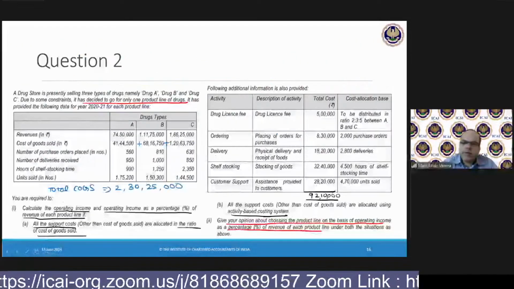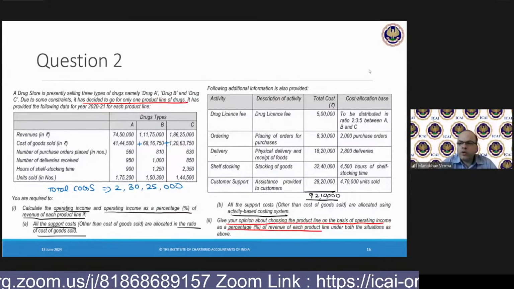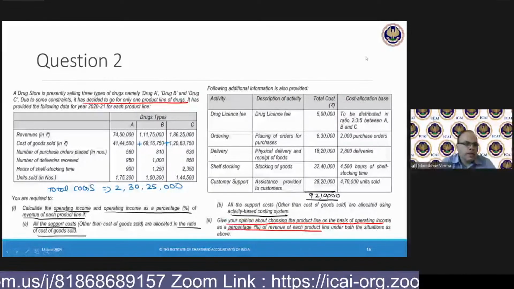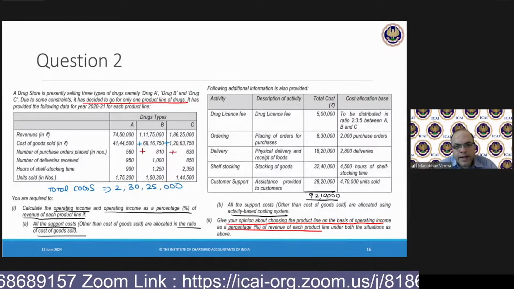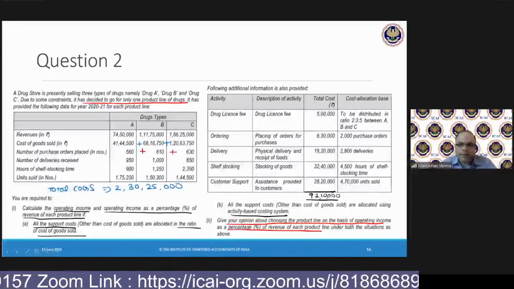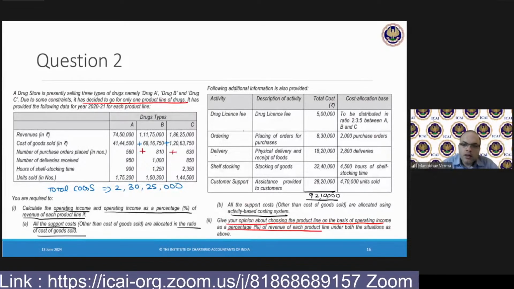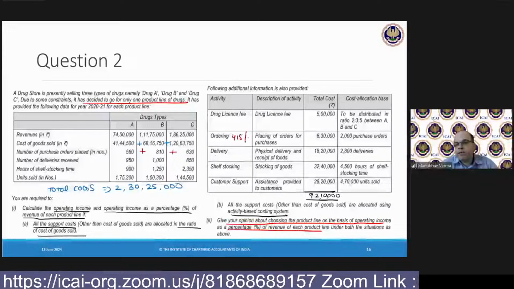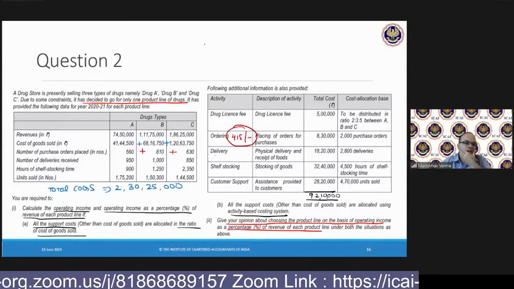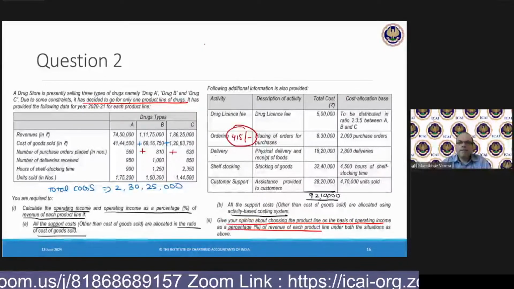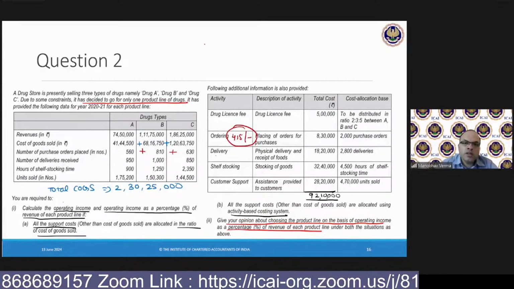The next one is ordering cost. I want you guys to tell me, how do I go about this ordering cost? They've given us 2,000 as POs. You can quickly check also, does this 2,000 match with the given information? Number of POs: 560 plus 810 plus 630. I think it matches, right? Yeah, it matches 2,000. So 8 lakh 30,000 divided by 2,000. That means we are looking at 415 per purchase order. 415 per purchase order, guys. Everyone okay here?